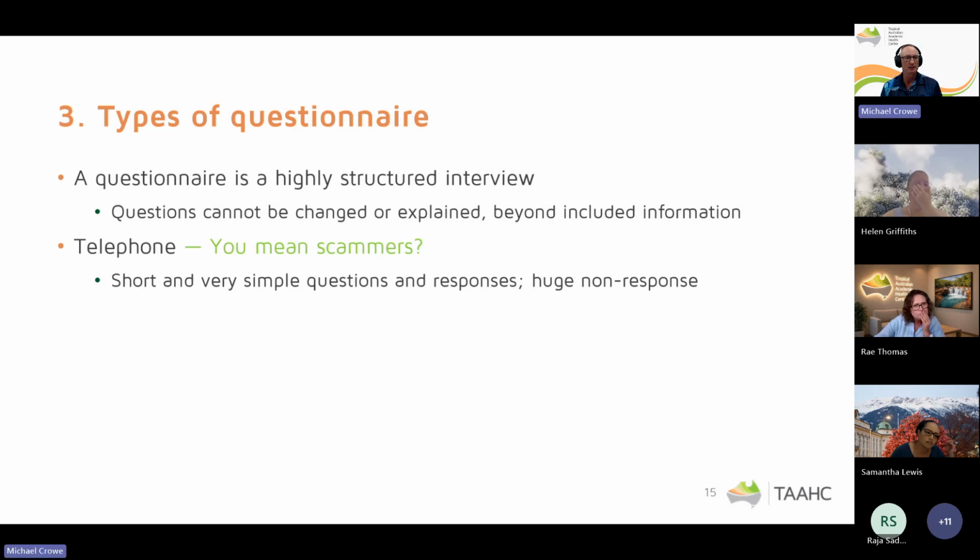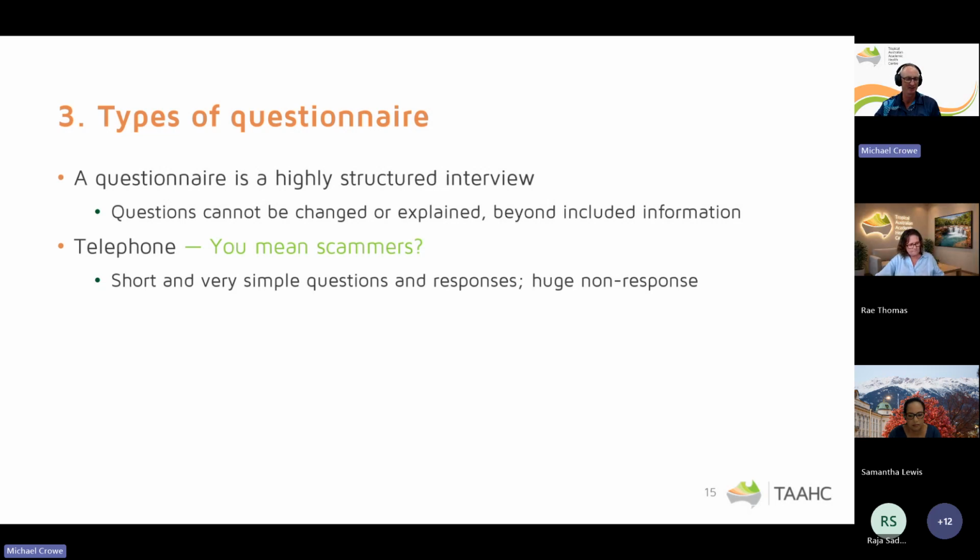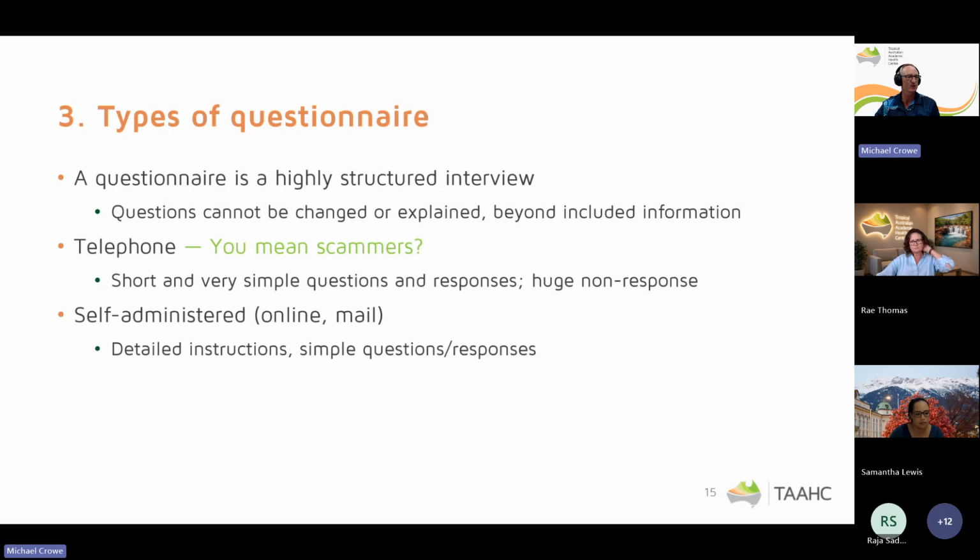Telephone questionnaires, as I said earlier, need to be short, simple, straightforward. There's a huge non-response. I doubt anyone here is ever going to do a telephone questionnaire. I think the response rate for telephone questionnaires at the moment is something around 2%. It is almost below not even considering anymore.